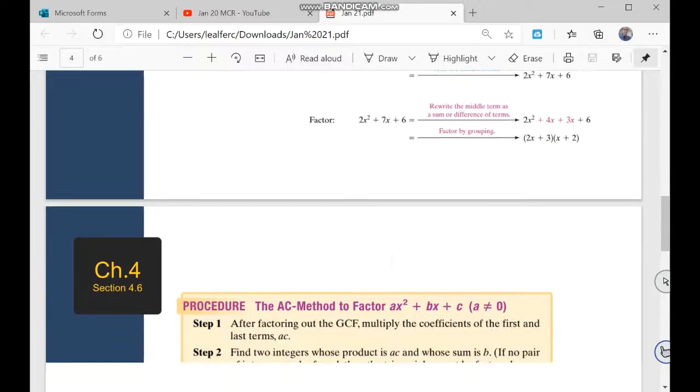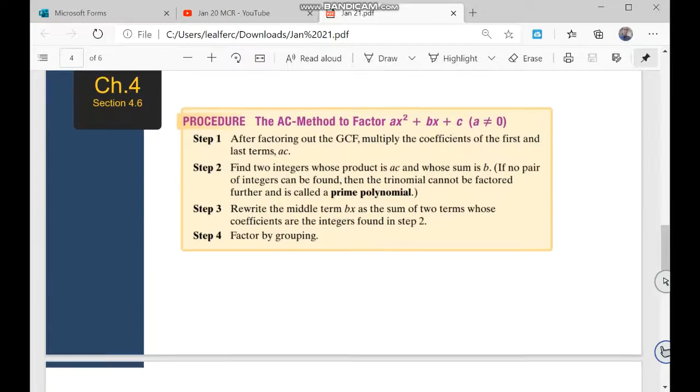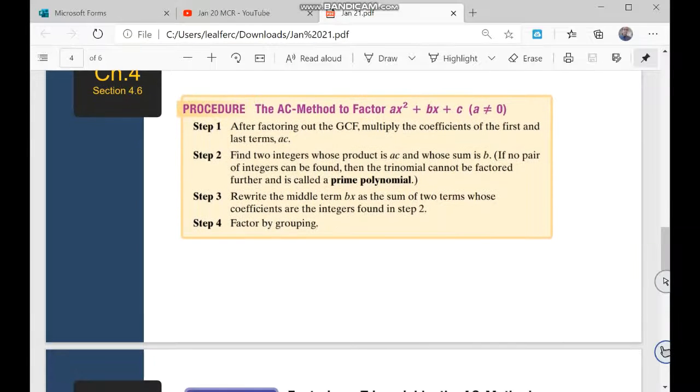Let's go straight to the procedure, and then we apply the procedure on the example. I think it's better to understand. We will read quickly, and then we will read step by step when working on the example. Procedure. The AC method. If you have a trinomial in the form ax squared plus bx plus c, and a different from 0.